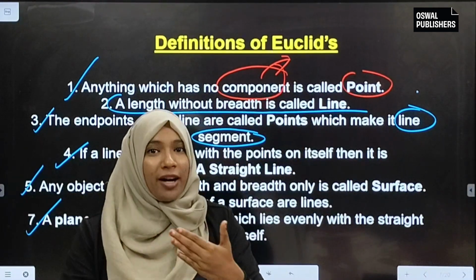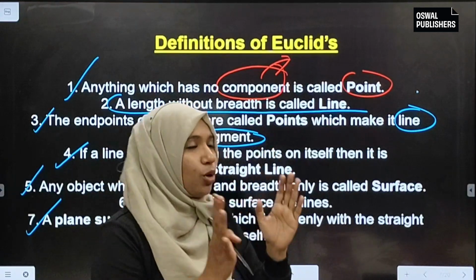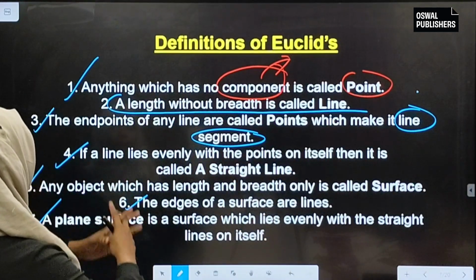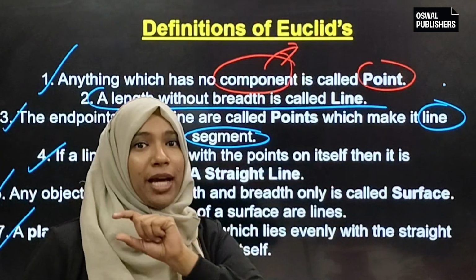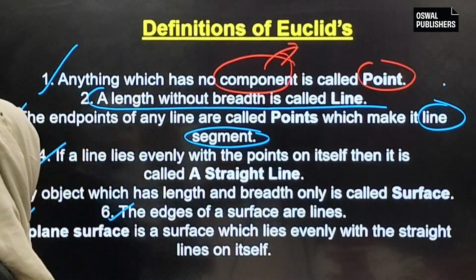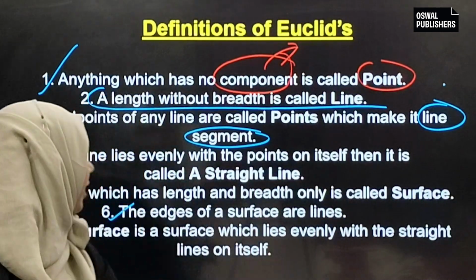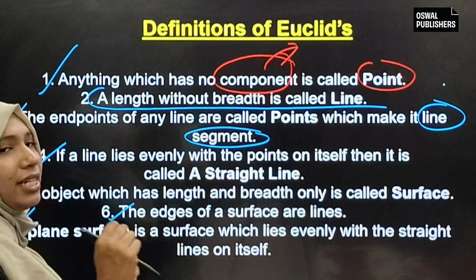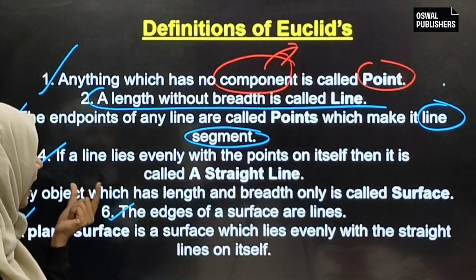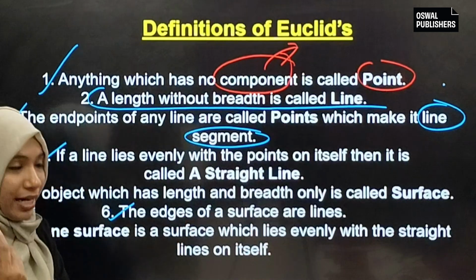നമുക്ക് ഇനിയും ഒരുപാട് definitions ഉണ്ട്. There are 23 definitions in total. Okay, so the first definition is that anything which has no component is called a point. I hope that point is clear. And next is a length without any breadth is called a line. Very clear. Next is the end points of any line are called points which make it a line segment. And if a line lies evenly with the points on itself, then it is called a straight line.